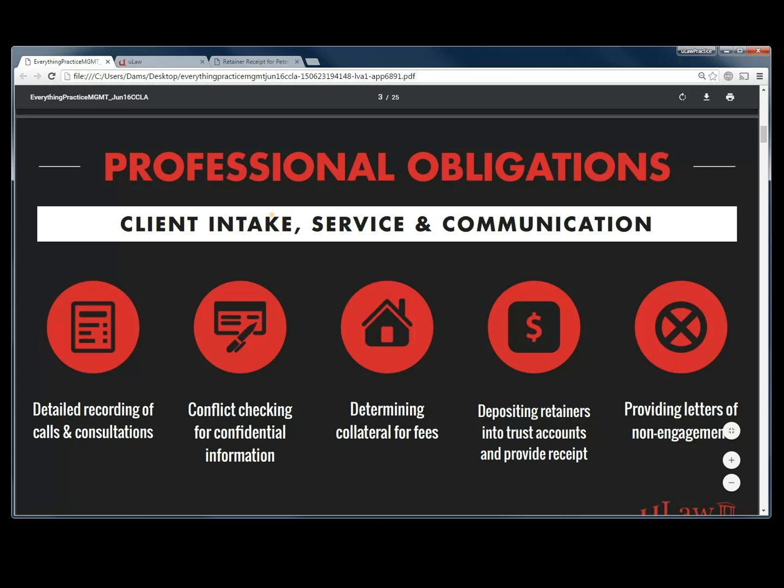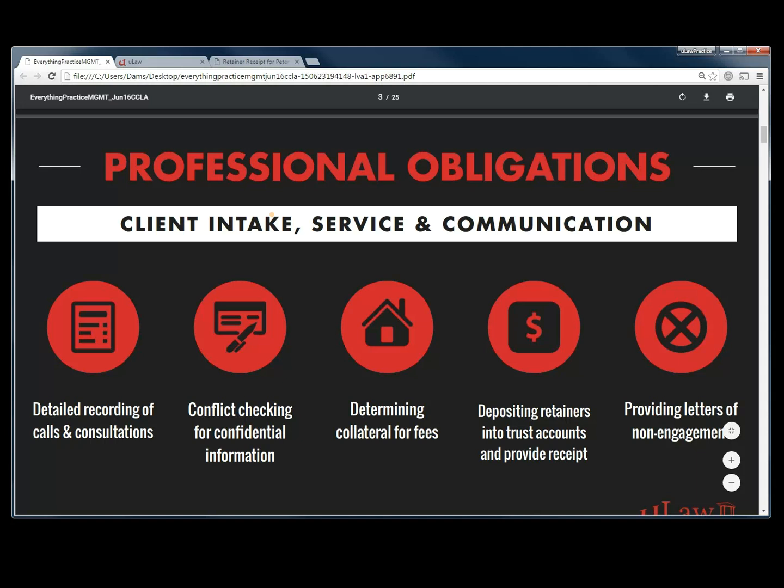The next thing is that sometimes clients ghost you and are not engaging. In that case, it's always wise to provide a proper letter of non-engagement, just in case you're not planning to continue on this matter.